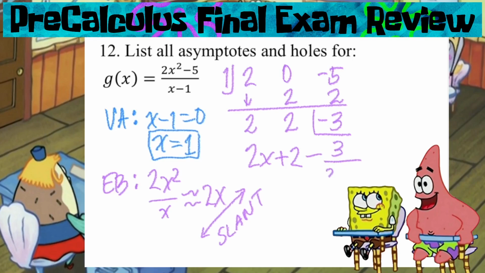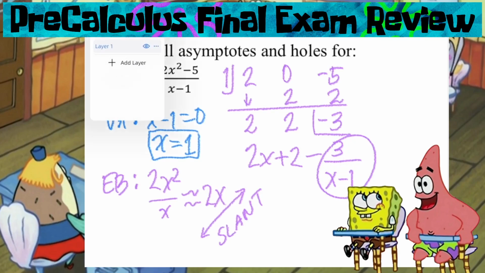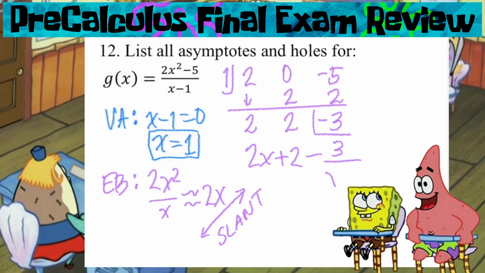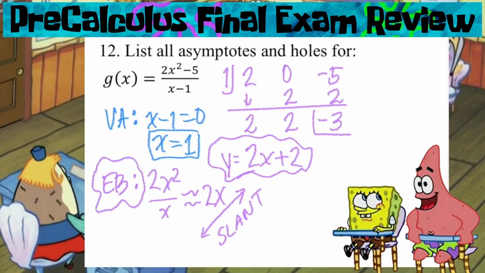Technically, you have minus 3 over x minus 1, but because it's end behavior, this part is 0. It falls off essentially. So we are indeed allowed to ignore that. That right there, y equals 2x plus 2, is my actual slant asymptote. So I have my end behavior, that's my one asymptote. I have my vertical asymptote, which was x equals 1. And it said to list any holes, but there are no holes.